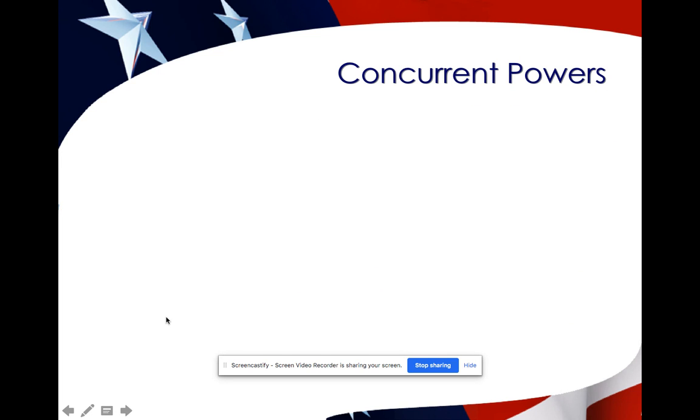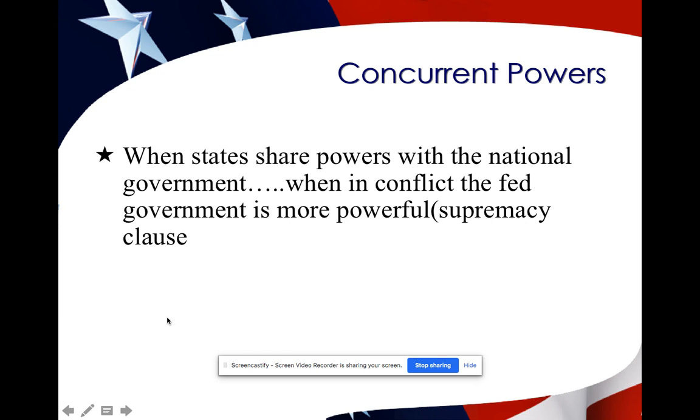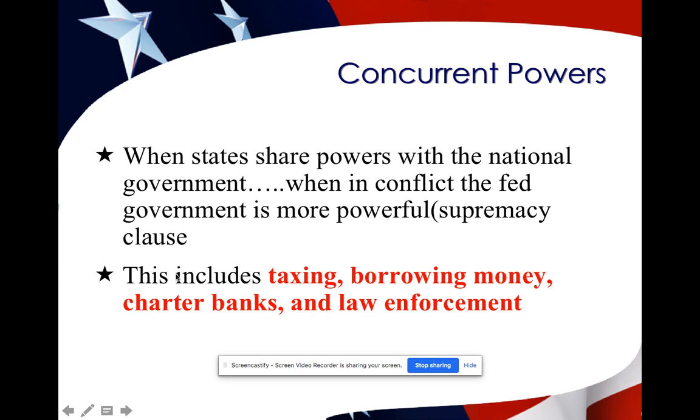Now, there are shared powers. They're called concurrent powers, okay? Now, when these shared powers come into conflict, once again, the federal law trumps the state or local law. Some of the concurrent powers: taxing. Unfortunately, you pay federal and state and local taxes. So all the governing bodies usually tax. Borrowing money. State governments also can borrow money. You're well aware of how much the federal government owes, over 20 trillion and counting.